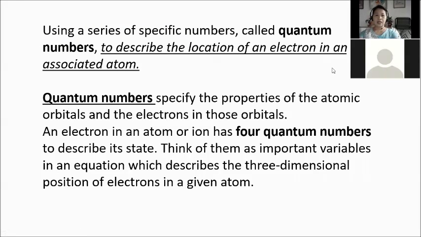Okay, so let us recall, kasi na-define na ito last time, what is a quantum number. To describe the location of any electron in an atom, we have this term quantum number, used to specify the properties of atomic orbitals and the electrons in those orbitals. An electron in an atom or ion has 4 quantum numbers to describe its state. So itong quantum numbers are like addresses of electrons. No? So, merong specific location ang mga electrons sa different energy levels.